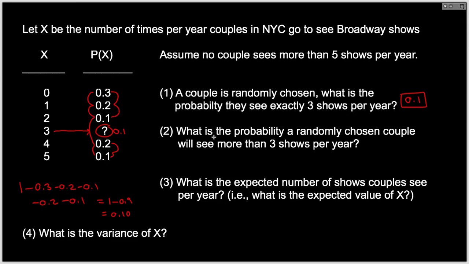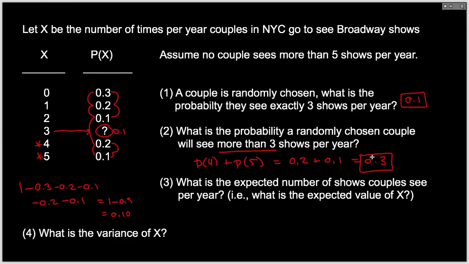What is the probability a randomly chosen couple will see more than 3 shows per year? So in that case, I'm talking about them seeing 4 or 5. I said more than 3 shows per year. I don't mean 3, I mean 4 or 5. So that would just be the probability that x equals 4 plus the probability x equals 5. And in this case, that's simply 0.2 plus 0.1. So 0.3 is your answer.